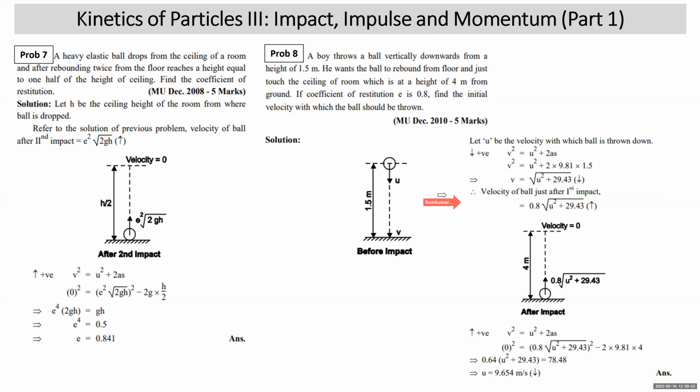Now I can use the conclusion. The ball is hitting the plane at 90 degrees, so the velocity of the ball changes by e times. e is 0.8, so the velocity of the ball just after first impact is 0.8 times of this. Before impact, it was downward. After impact, it is upward.